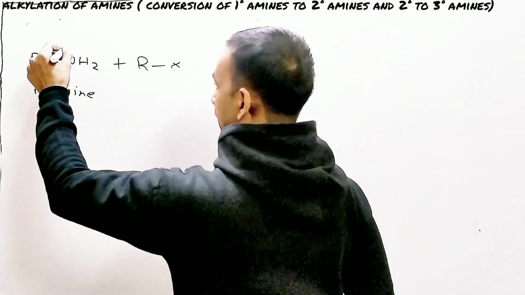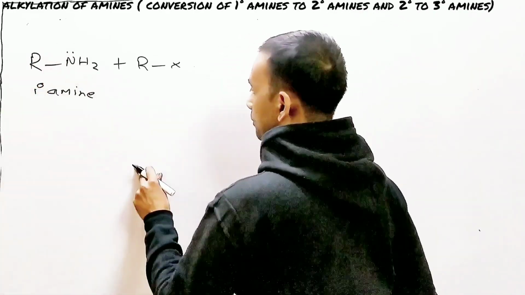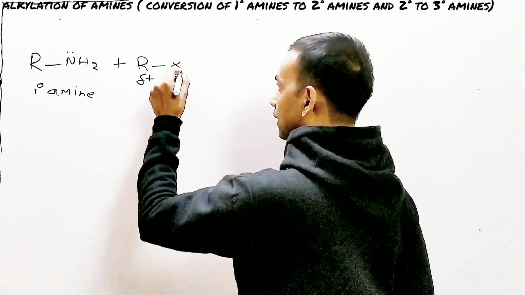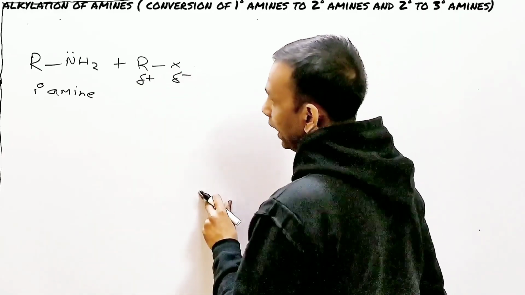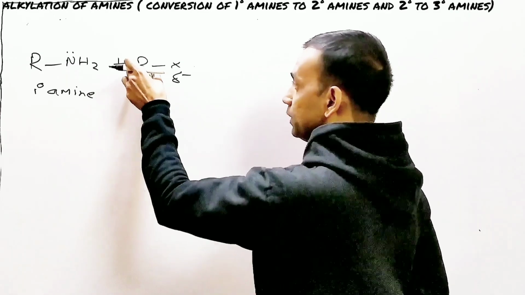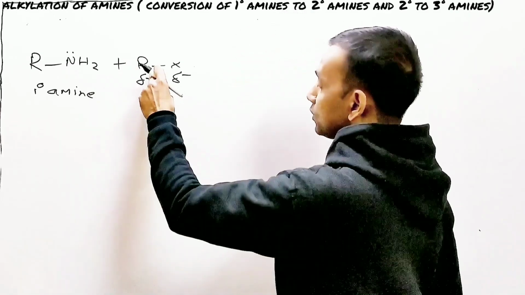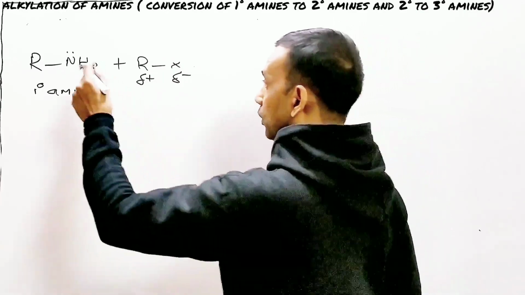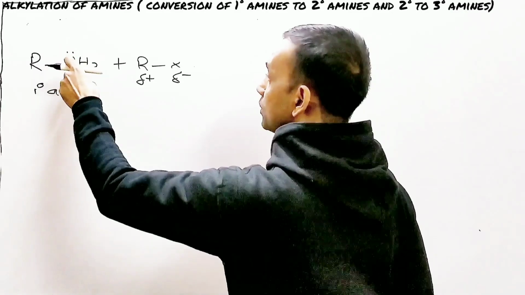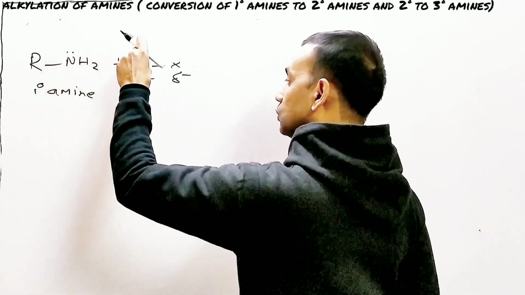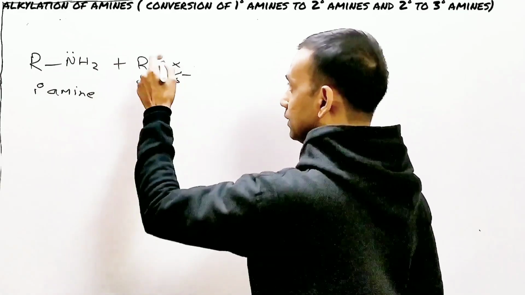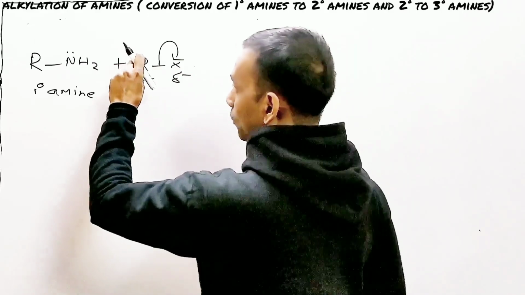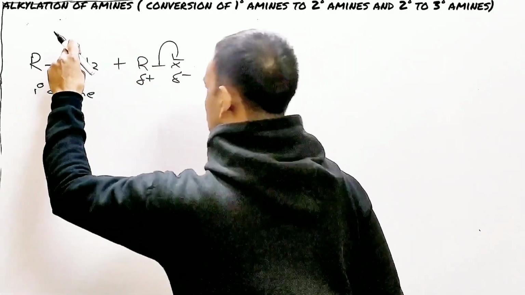So you do know that nitrogen has a lone pair, and this R has a partial positive charge, and there you have a partial negative charge. So what will happen? This alkyl group is in search of electrons, and the halogen wants to get out of that. So for that, this nucleophile, this nitrogen electron pair here, will attack the carbon, the alkyl group. As a result, this bond will undergo cleavage. And due to the cleavage of this bond here, the R will attach to the nitrogen.